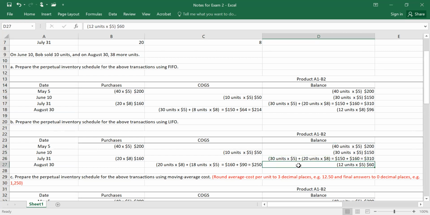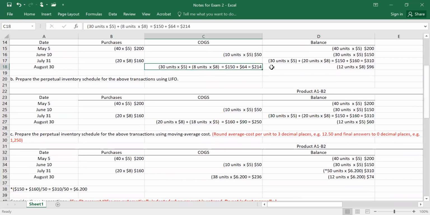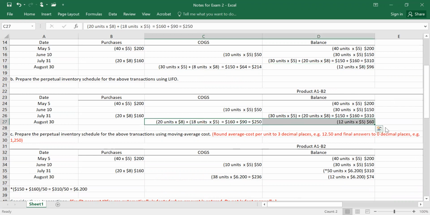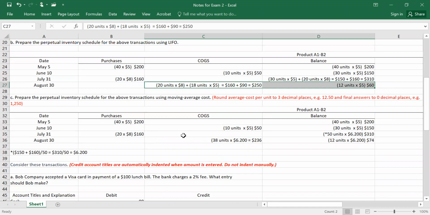So 12 units times $5 is 60. That's our balance. So you'll notice this August 30th is different between FIFO and LIFO. Next one is going to be moving average cost.